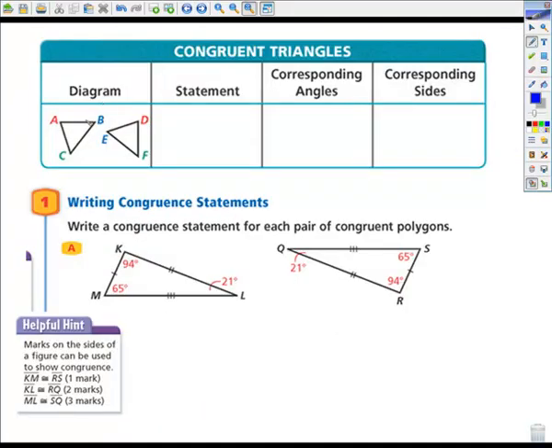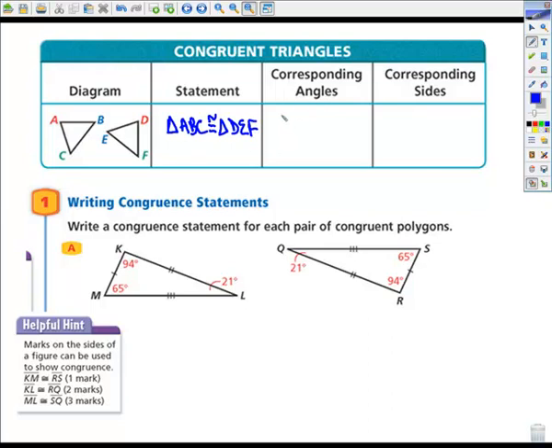Here with our diagram we have triangle ABC and triangle DEF. They've been kind enough to color code this so that you can see which vertices line up. So in our statement we write triangle ABC is congruent to triangle, and A goes with D, so we go D, B goes with E, and C goes with F. And it is important that you write them in corresponding order.